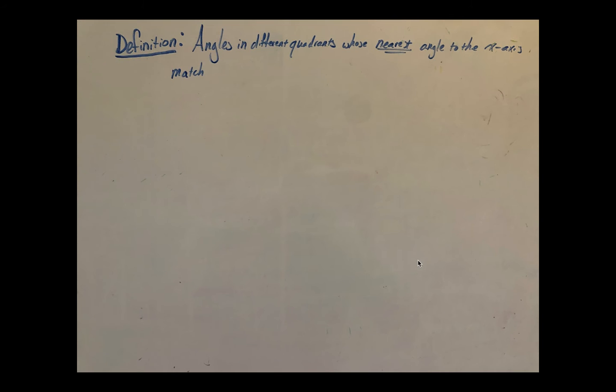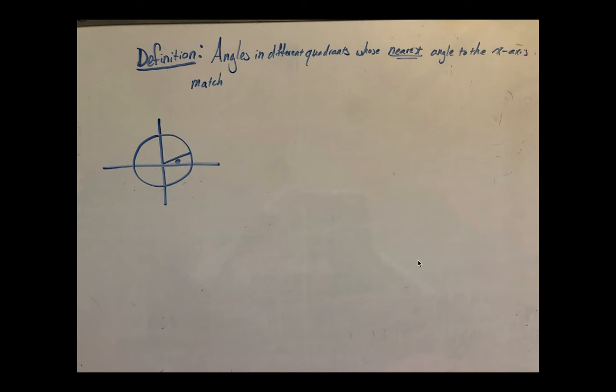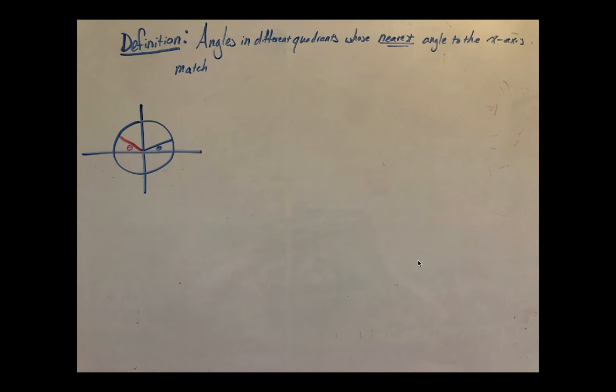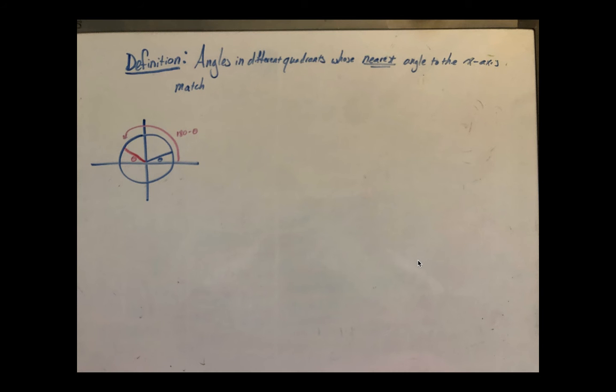So the definition of a family member angle is angles in different quadrants whose nearest angle to the x-axis match. For example, if you've got an angle theta in quadrant one that looks like that, its family member in quadrant two looks like this. The angle it makes with the closest part of the x-axis is still theta, but because that's not how we usually measure angles in the unit circle, we have to measure going counterclockwise from the positive x-axis. We're going to say that it actually has a measure of 180 minus theta.